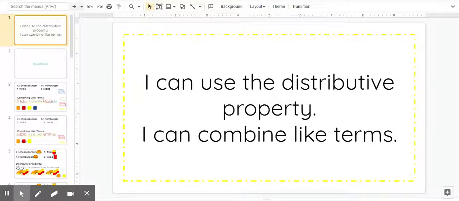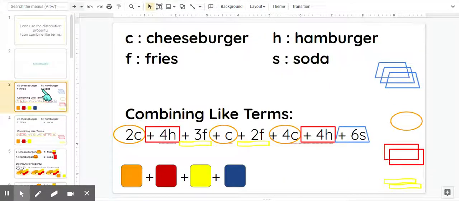For this lesson, you are going to practice using the distributive property, combining like terms, and a combination of the two. Let's take a look at combining like terms. I've labeled all of the terms that have the same variable.